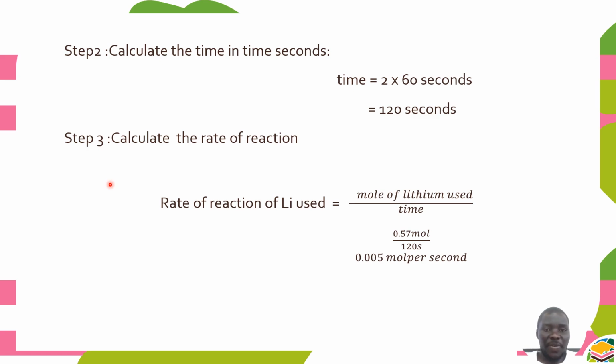that we discussed in the previous slide. In the previous slide, we said rate of chemical reaction is equal to amount of substance divided by time taken. So in this case, the rate of reaction of lithium used is equal to moles of lithium used divided by time. We found the number of moles of lithium to be 0.57 mole, and we're going to divide by the time taken, that is 120 seconds. So the answer is 0.005 mole per second. So this is our rate of chemical reaction. The time taken for the reaction to get completed is this one.